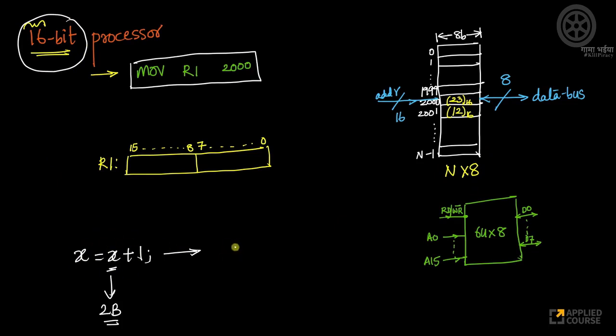To perform this, let's assume the address of X. Because this is 8-bit, in each memory cell I can only store 8 bits. So let's assume these 2 bytes are byte number 2000 and byte number 2001. In 2000 I can store 1 byte, in 2001 I can store 1 byte.